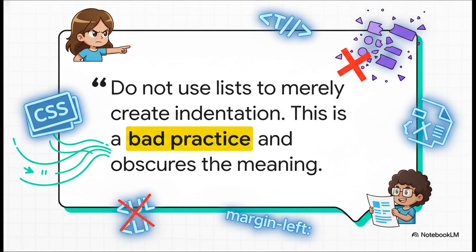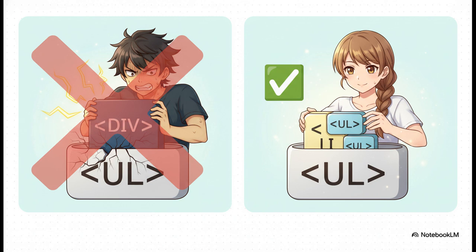Using HTML for visual styling is like the cardinal sin of web development because it completely destroys the document's meaning. Just look at this example. On the left, you see a super common mistake. A div just plopped right inside a UL. That's actually invalid HTML. The only direct children an ordered or unordered list are allowed to have are list items, the li tag. So on the right, you see the correct way. The nested list is tucked inside a list item, which keeps the whole structure intact.